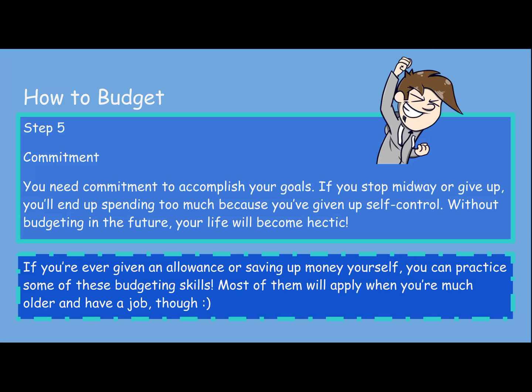Step 5, this is actually one of the hardest steps. You need commitment. You always need commitment to complete your goals. If you stop midway, you'll just completely give up and end up spending too much maybe, and you'll give in to your self-control. And without budgeting in the future, your life will become very hectic, very chaotic. You must always budget. If you're ever given an allowance or you're saving up money yourself right now, you can practice some of these budgeting skills.